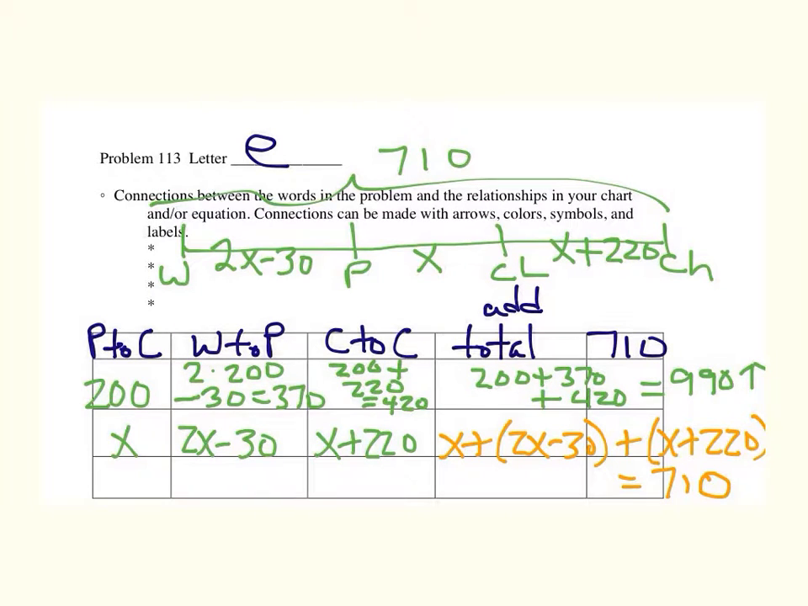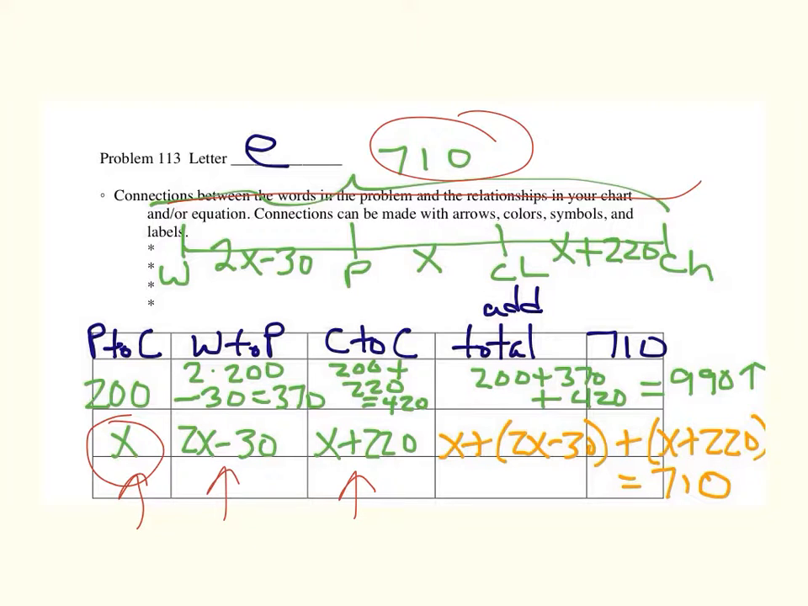So to build my equation, x is now going to stand for the distance from Pittsburgh to Cleveland, which I have in my diagram, but I'm going to use this to build my equation. From Washington to Pittsburgh is 2x minus 30, because it's 30 less than twice. And from Cleveland to Chicago is 220 more, so it's x plus 220. Now all three of these distances make up the entire train ride, which is 710 miles.